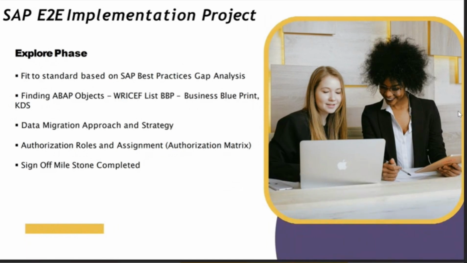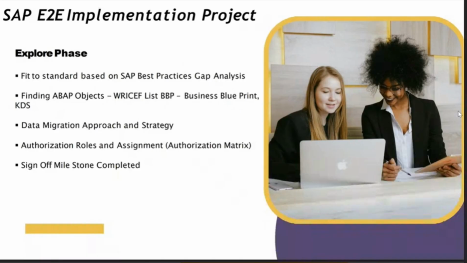Okay, so here what happens? The client, let's say all the modules, let's say we have MM, SD, FI, PP, they will schedule the fit to standard workshop, right? Then people will be coming, people from the purchase requisition team, people from the purchase order, contract, sourcing and contract team. They have different departments. Okay, they are not using SAP, right? Their name will be sourcing specialist, or they will say it is a requisition department. It doesn't matter whatever department, but they will be there in the meeting.